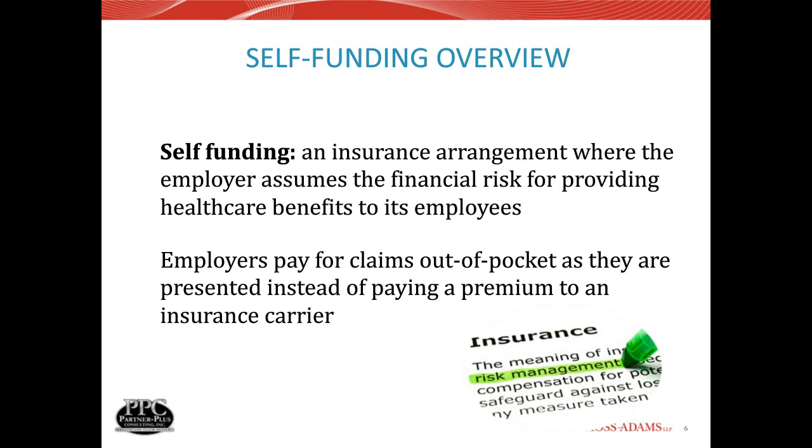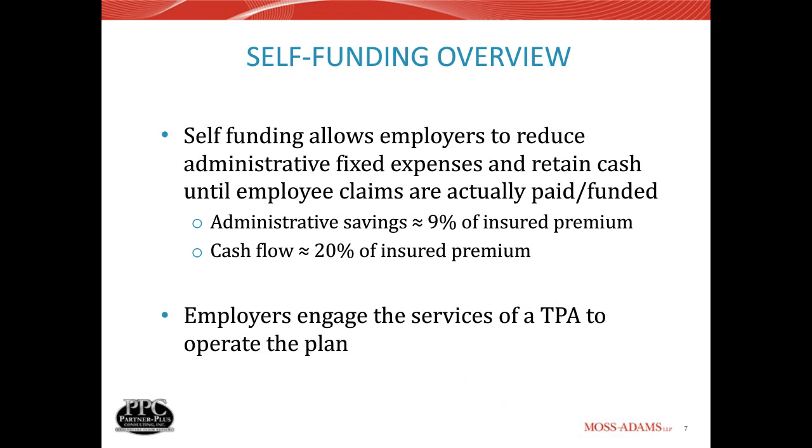On the next slide, a couple other key points. Self-funding essentially allows employers to reduce administrative fixed expenses, which could primarily be considered the health plan profit, and retain cash until employee claims are actually paid and/or funded. There are certainly estimates out there of what the savings for being self-insured are. Typically, the average runs around 9% of an insured premium to go self-insured, but we are seeing estimates that go north of that, up to 15% and 20%. So the savings are significant, and a lot of it has to do with the elimination of the health plan profit.